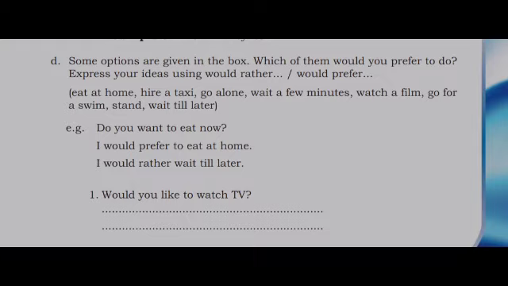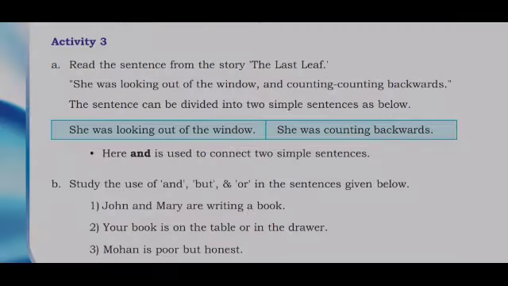Look at next question. Would you like to watch TV? Here we are preferring one thing to another. So we can write I would prefer to study. Or we can say I would rather study now. Is it clear, children? Once again, after would rather, to is not followed, and after would prefer, to is followed.